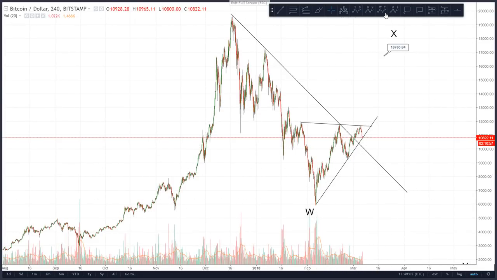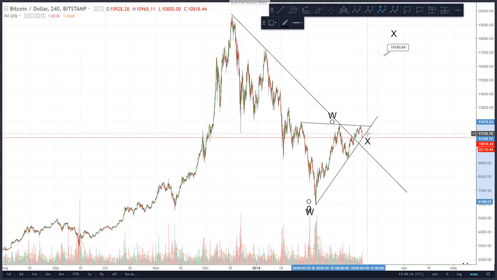So if we were to label this WXY now, W, as I say, is finished. X has formed a triangle, in which case that triangle is going to form a D and E. So X will be here, and the start of Y will be from here and finishing here. Yeah, this is my primary count. This is what I expect to happen.